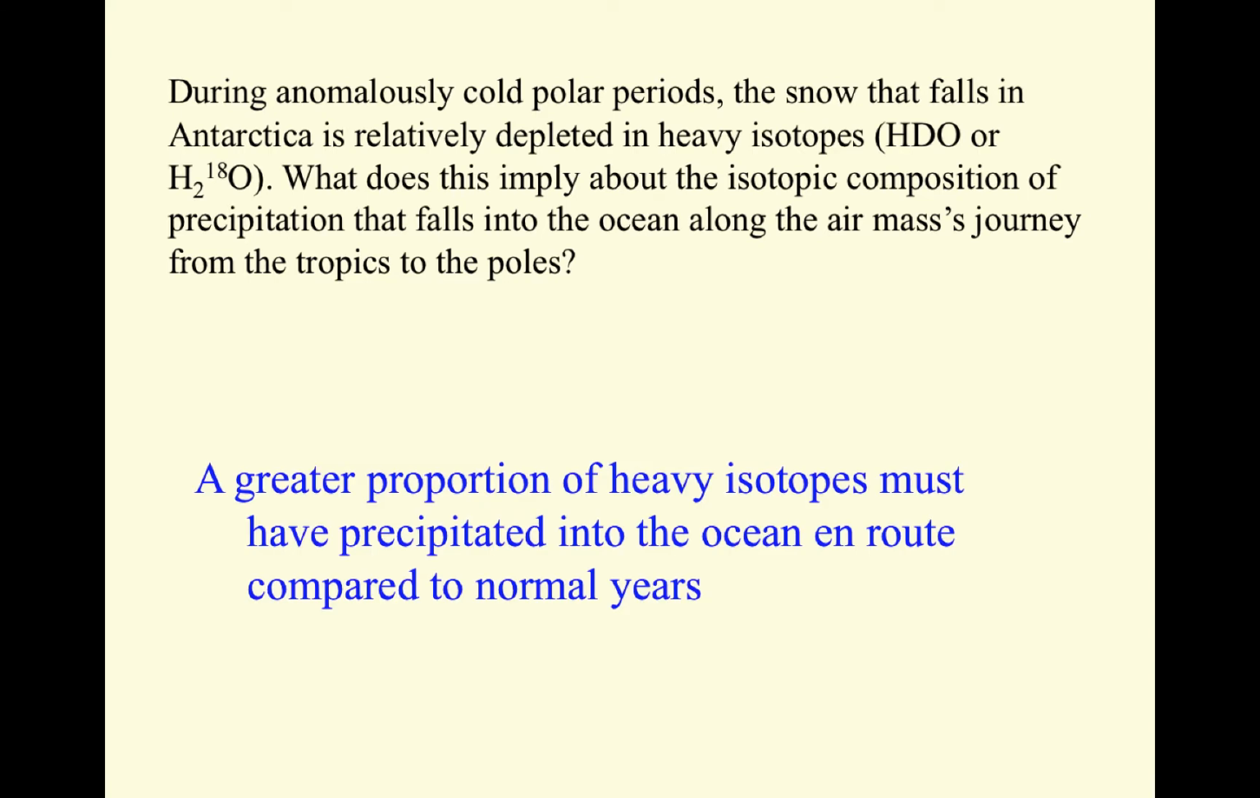A greater proportion of heavy isotopes must have precipitated into the ocean en route compared to normal years. So in a cold polar year, if you're forcing more condensation, you're dumping the heavy isotopes into the ocean, leaving less for the polar snowpack.